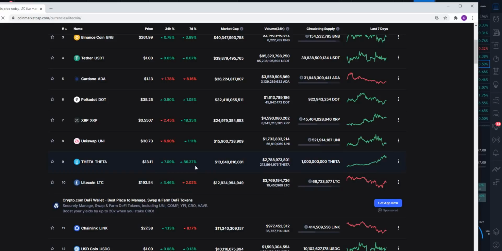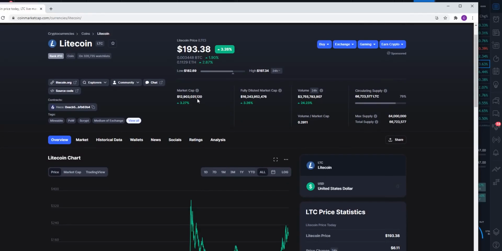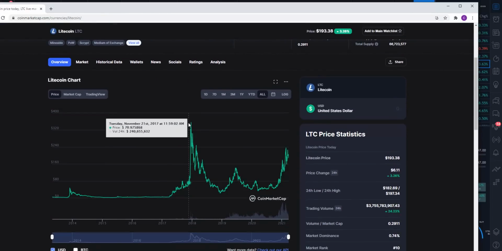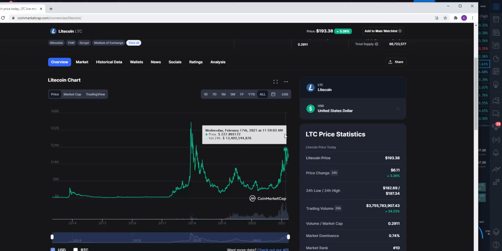And with Litecoin, the volume has been increasing a little bit here over today. It's up about 24%. Market cap's at $12.9 billion. And you can see right here for Litecoin, guys, we have not made it back to our previous all-time high yet. We have not broken that. You can see this big, massive rounded bottom that we've been forming.